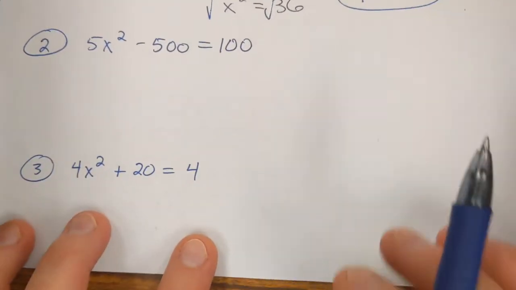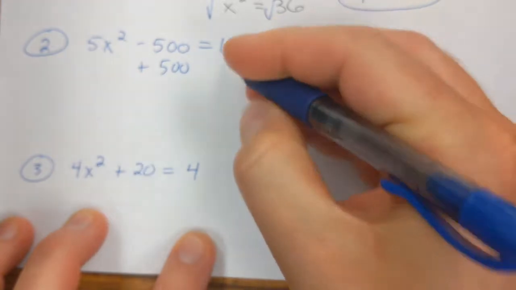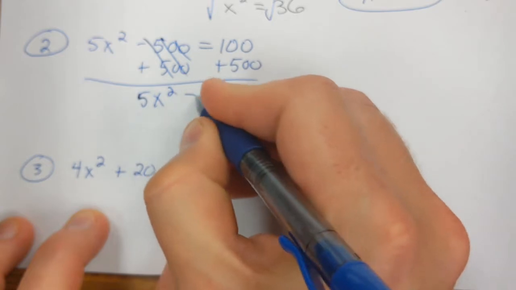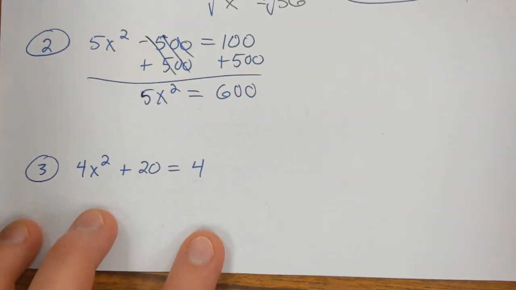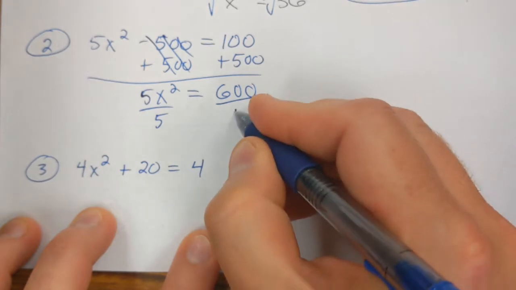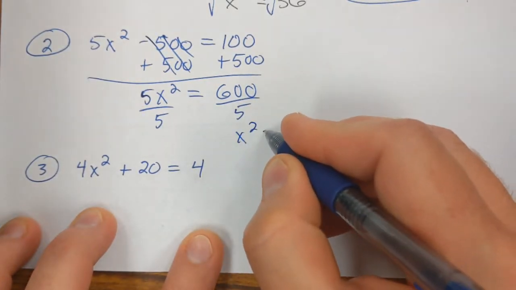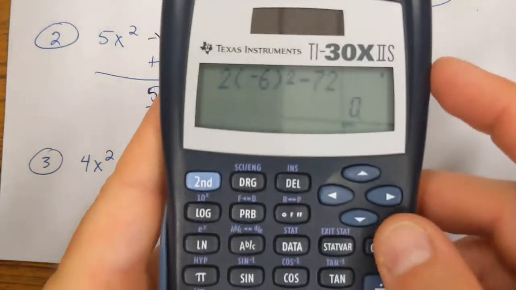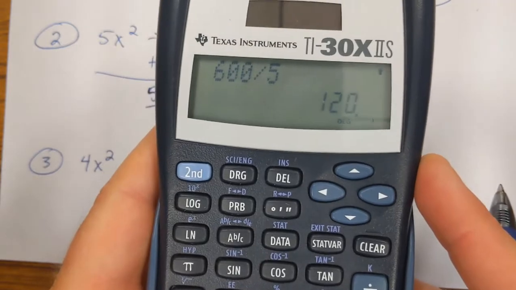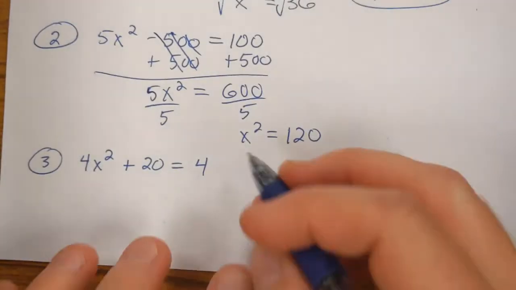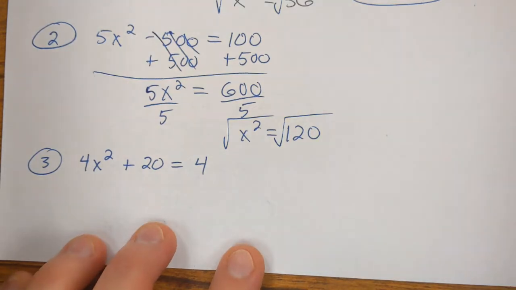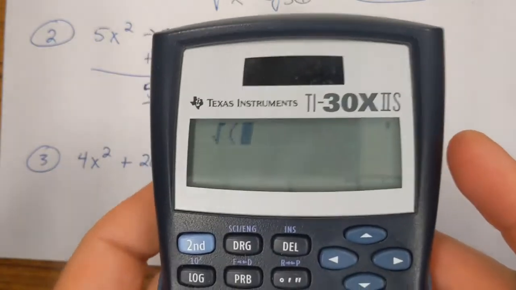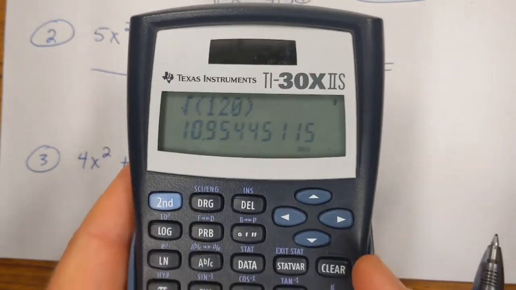All right, on to number 2. So number 2, we're going to add 500 to both sides, same type of deal. We get 5x squared is equal to 600. We're going to divide both sides by 5, and x squared is equal to 120. Double check my math here, but 600 divided by 5 is 120. Take the square root of both sides. x is equal to the square root of 120. Oh, but wait.